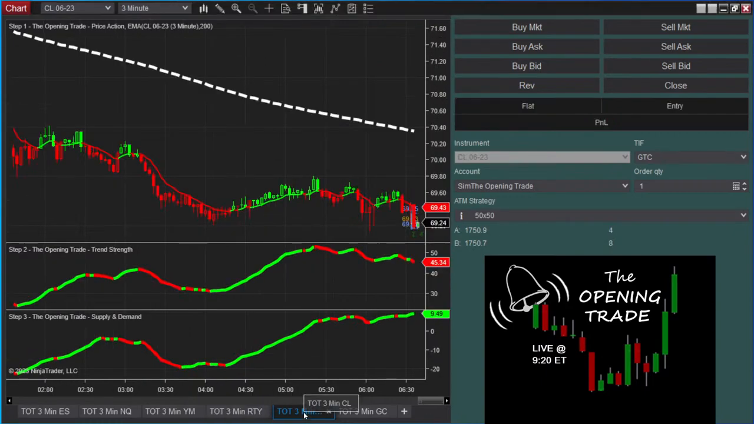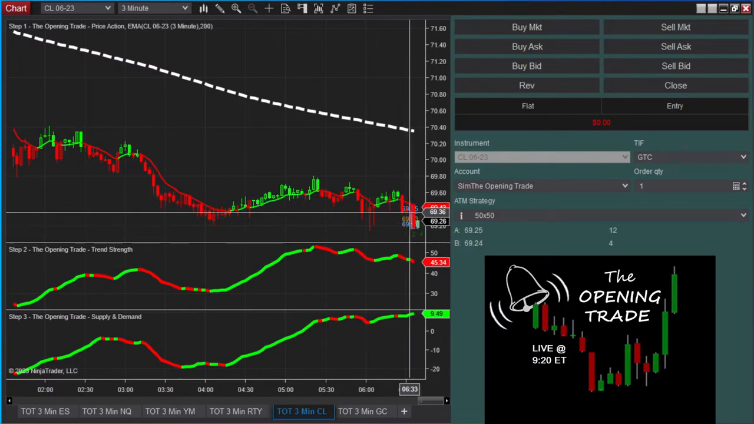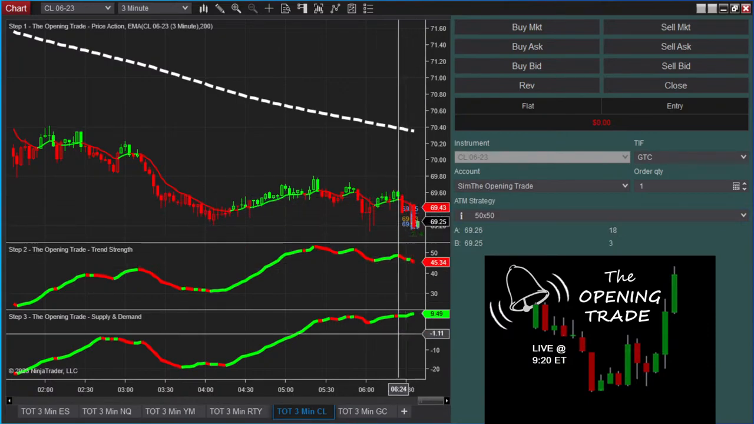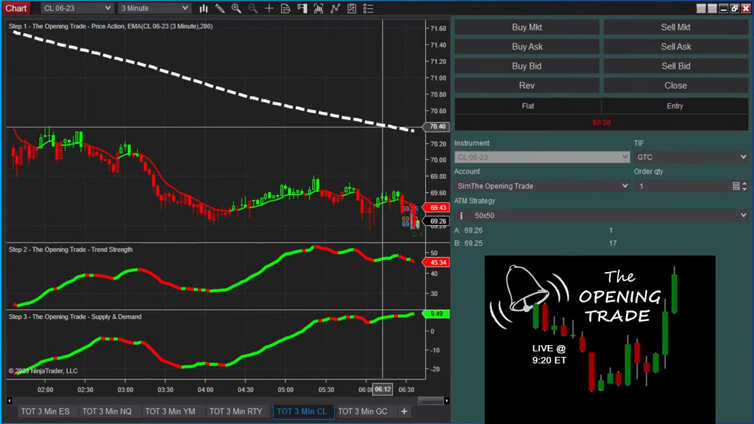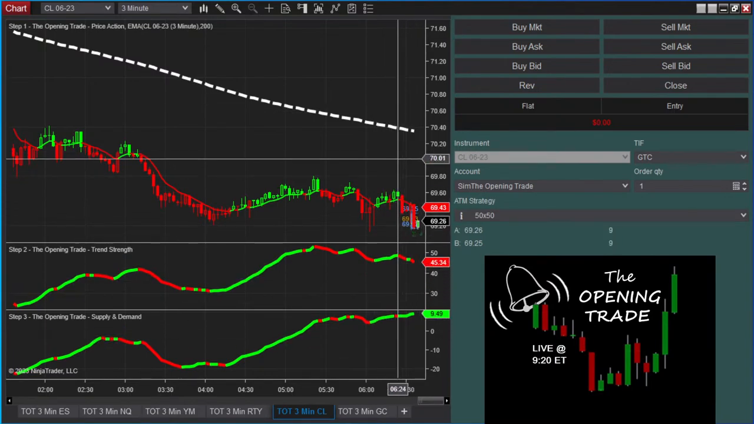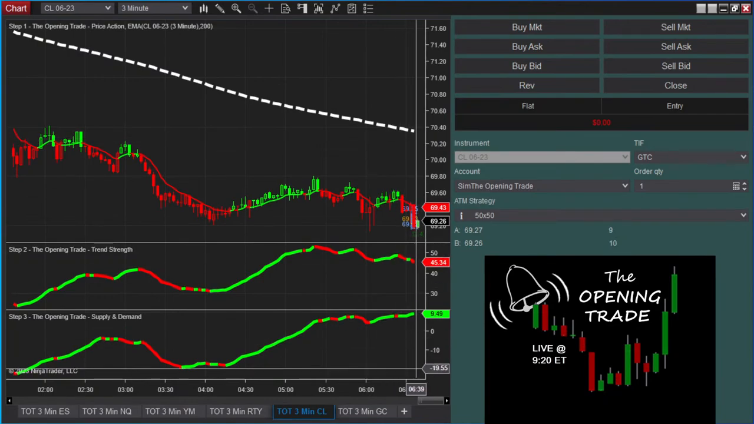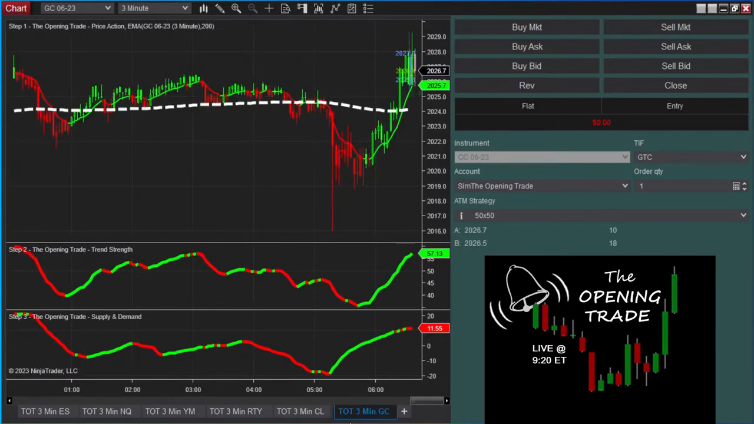All right, so let's take a look at crude oil. For crude oil, I want to see a green candle, a green worm one, and a green worm two. That's step two and step three. I want to see all green below the 200 period EMA before I take a manual trade. So we'll see if it ever meets those manual trade indicators while we're here. If it doesn't, that's okay. We'll always be here tomorrow.